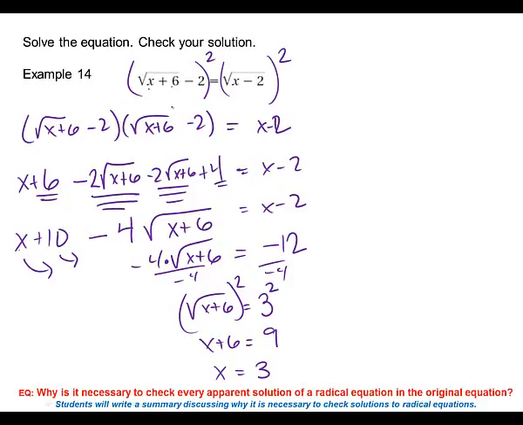So what's 3 plus 6? Square root of 9. 3 minus 2. 1. Okay, let's check this side. 3 minus 2. Square root of 1 is? Did it work? So is this answer good? Yep, that's a good answer.